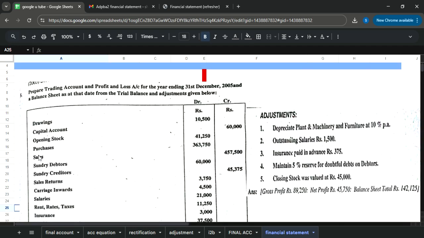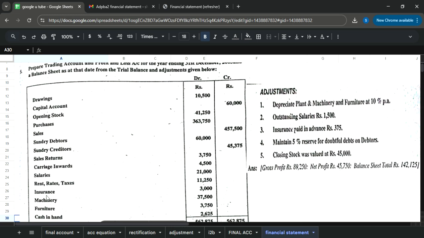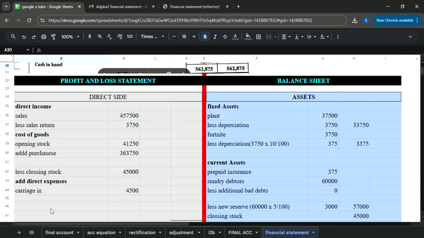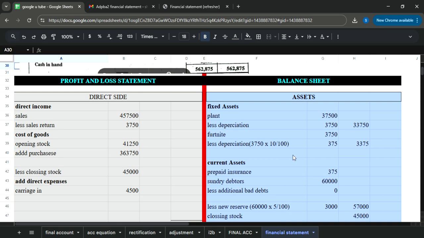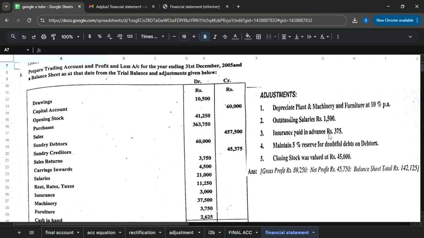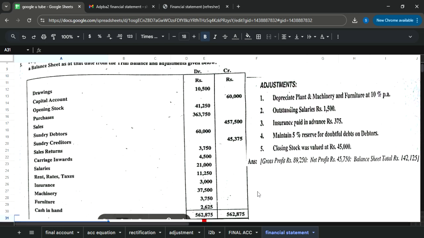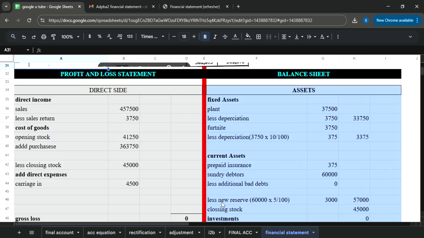After which we have machinery. I think that is already written. Look at here, plant and machinery. Then we have furniture 3750, which is also already written. Then we have cash in hand. This is furniture. Cash in hand is 2625, which is your current asset.